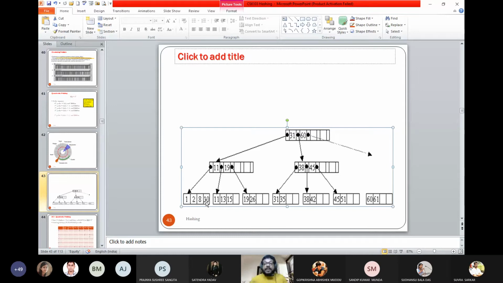Now suppose you are looking for the details of the student with roll number 5. How do you conclude it is not available in the picture? I am looking for roll number 5. So what is your conclusion? You come to 31, then you go to this second level node, then you come to the last node. Can you explain how this searching takes place?